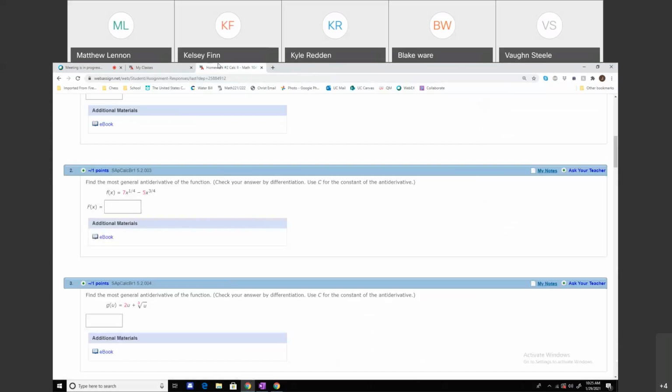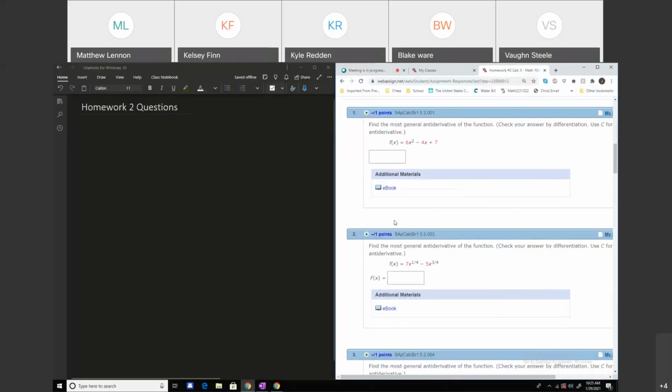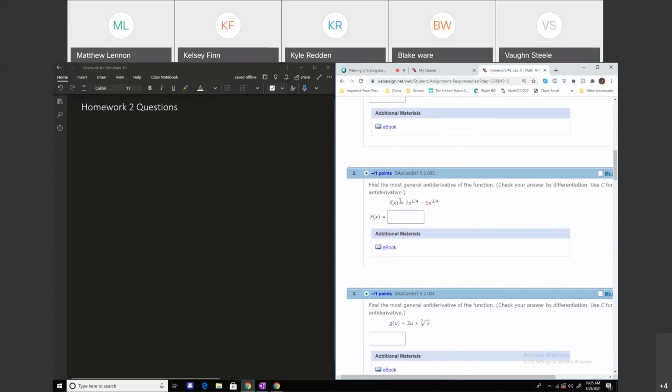So let's go ahead and look at this homework here. The first one's a pretty basic antiderivative, so I can't imagine people have too many problems there. Let's go ahead and move on to number 2.